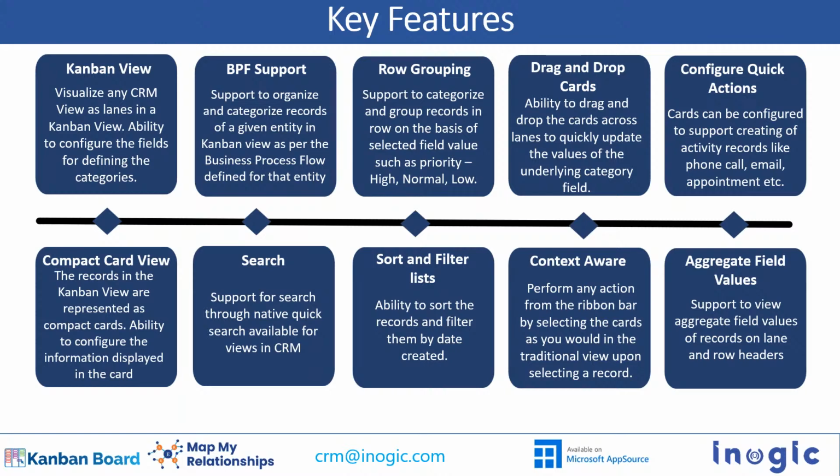We also have row grouping. With Kanban board, we have the support to categorize the group records in a row on the basis of the selected field value, let's say such as a priority: high, normal, and low. The next one, probably my personal favorite, is the drag and drop ability of the cards. We have the ability to drag and drop the cards across the lanes and very quickly update the values of the underlying category field.